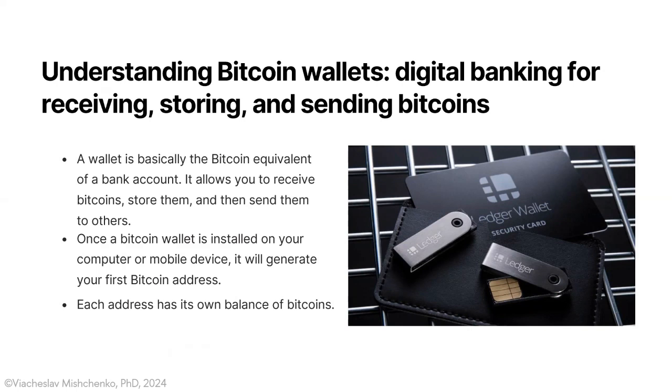This is really one of the features I find most fascinating about the technology. Now let me explain how it works in practice. When you first install a Bitcoin wallet on your computer or mobile device, it automatically creates your first Bitcoin address. But here's what is special: you can create multiple addresses, and each one of them acts like a separate account with its own balance. It's like having multiple bank accounts, but without any additional paperwork or fees.